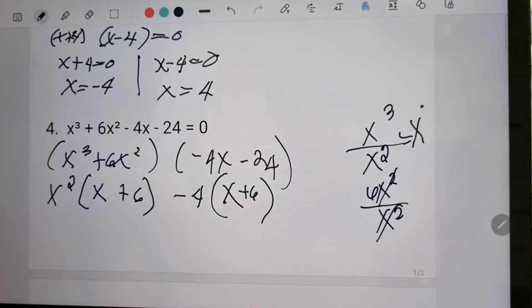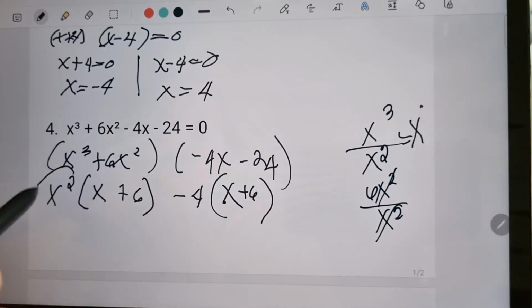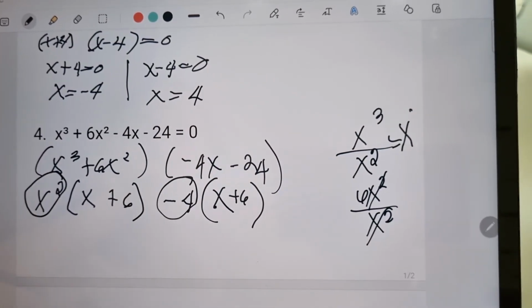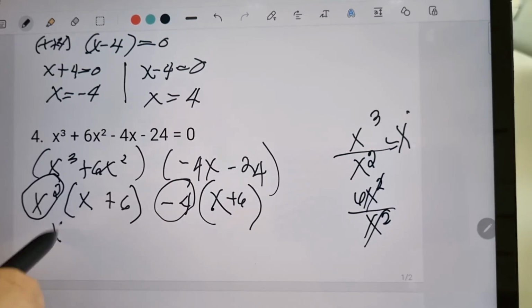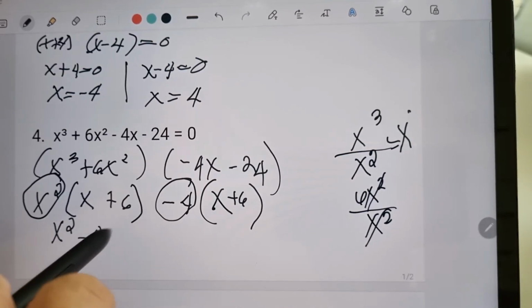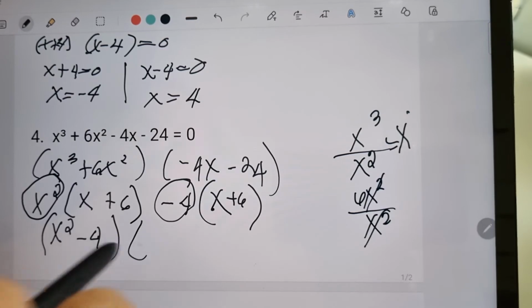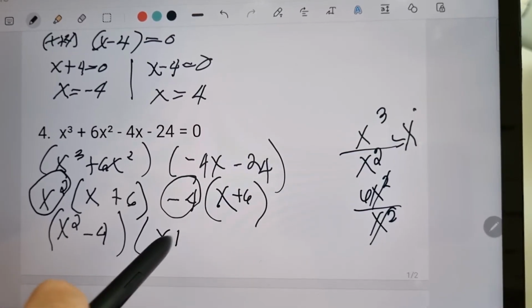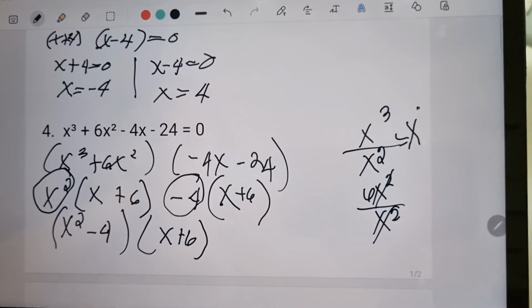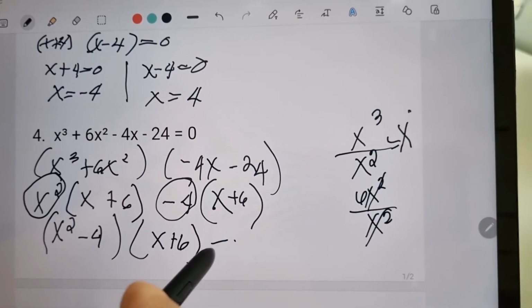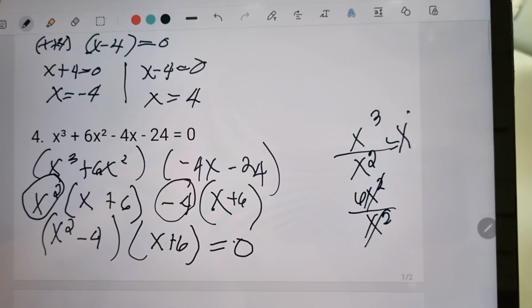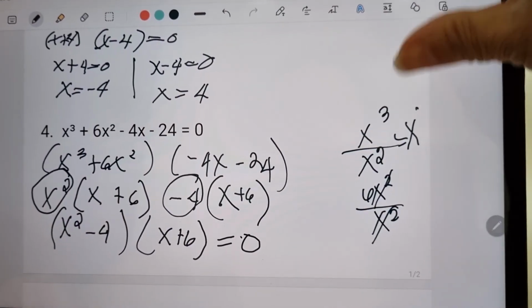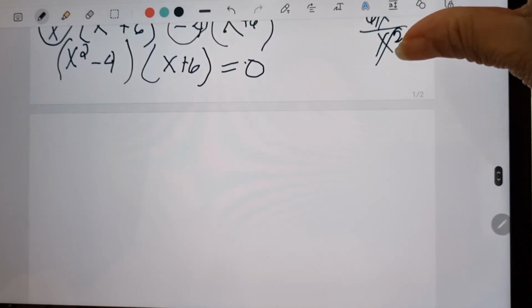Okay? So next is, yung dalawang nasa outside dito, pagsasamahin nyo yan. Magiging x squared minus 4. And then, yung x plus 6, isang beses lang nating ililista. Okay, then equal to 0. Okay, hindi pa tayo tapos. We're not done yet. Bakit?